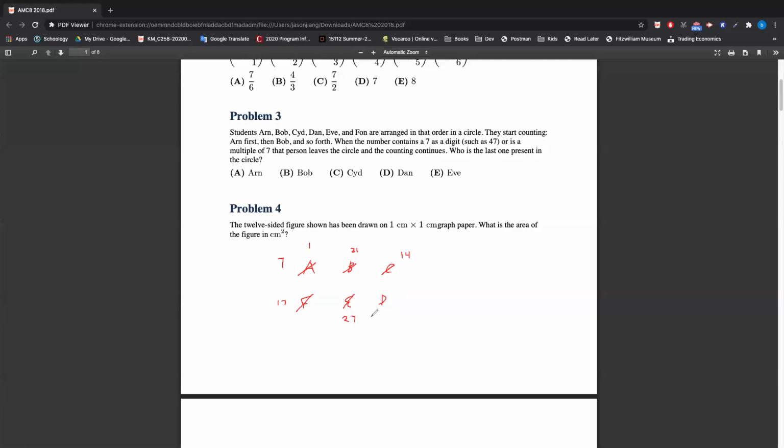As I said, there isn't really a trick to this problem. You kind of just have to figure it out, draw a diagram, and make sure you stay organized.